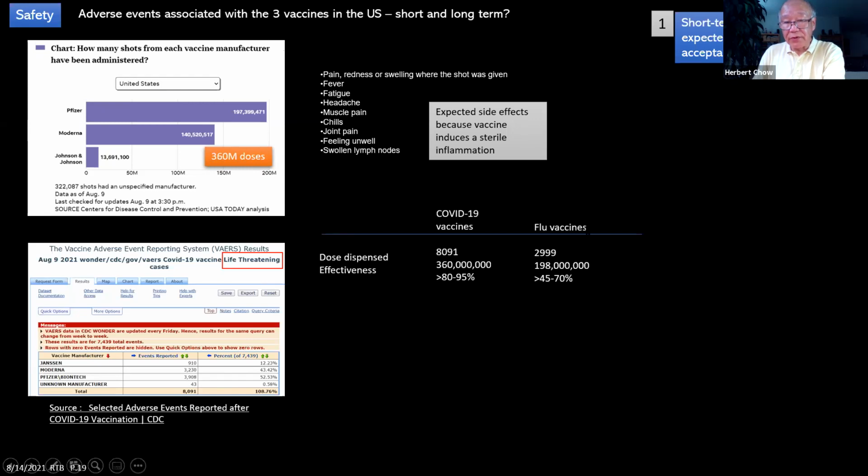I just want to compare it with flu vaccines. Last year, we dispensed 200 million doses. There were 3,000 serious side effects. Nobody died. Serious side effects, allergy and whatnot. But the effectiveness of the flu vaccine is only 70%. In fact, if I look at the data from the last 10 years, we have never gone beyond 70%. Most of the time, it's in the mid-50s. Here, we have vaccines in the 95% range with side effect incident rates very, very respectable. So as someone who has worked in the field for so many years, I'm really happy with these vaccines.